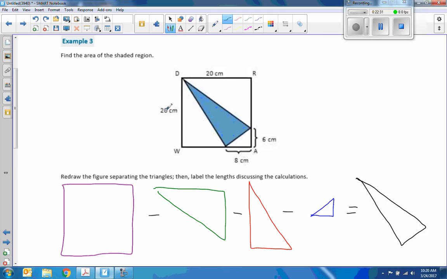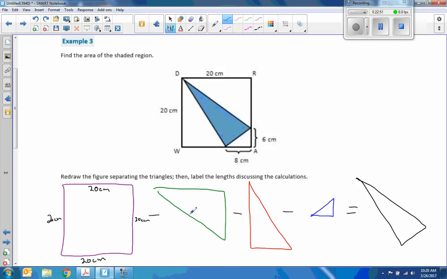So I know that this side is 20 centimeters. So I'm going to mark that over here. And we know the top is 20 centimeters. So now we know this thing is a square, because a square has the same side lengths. So all the sides are 20. So I'm going to mark 20 here and 20 here.